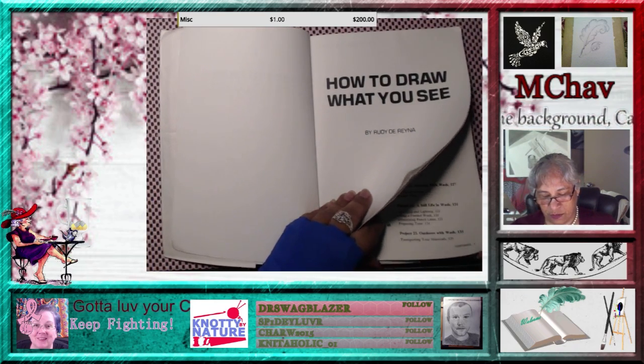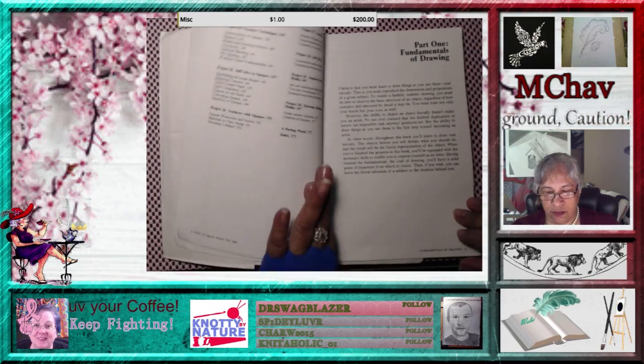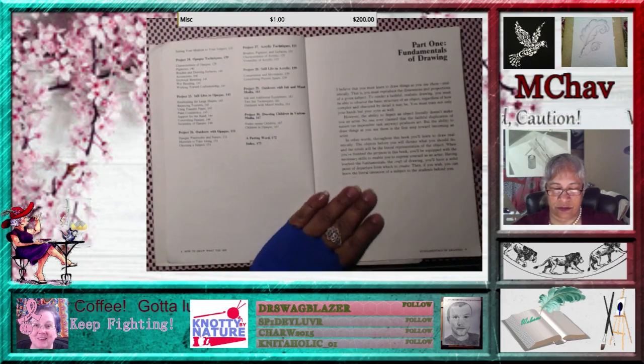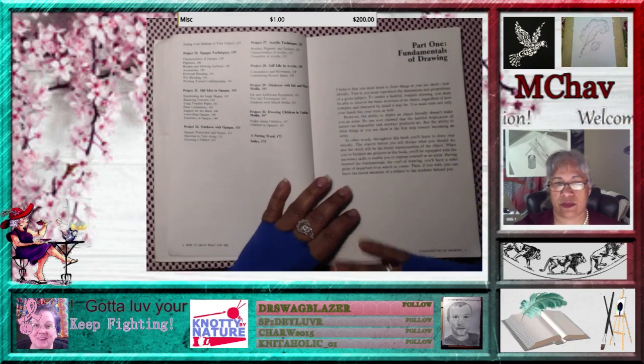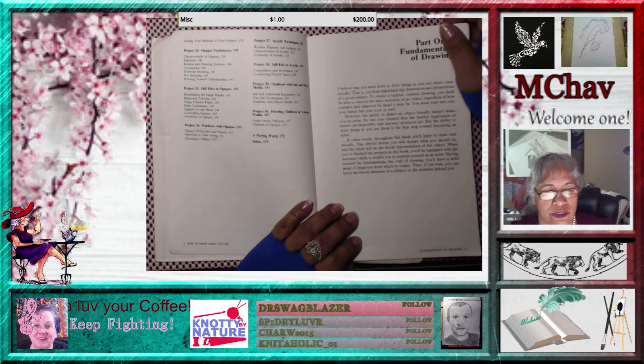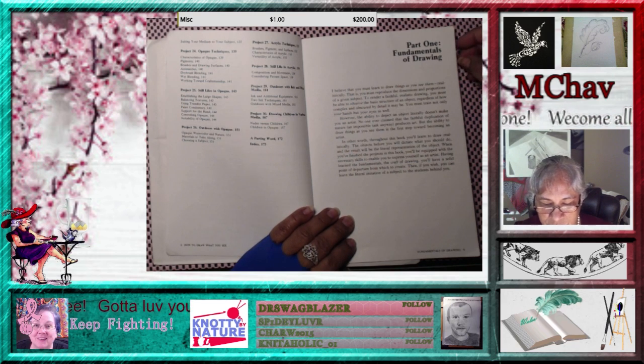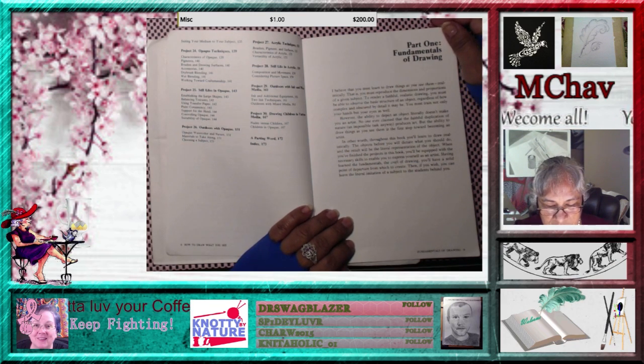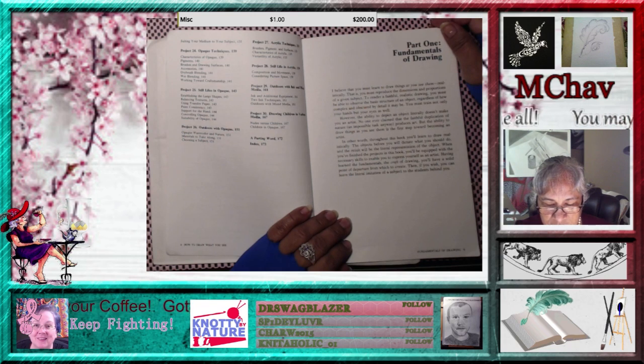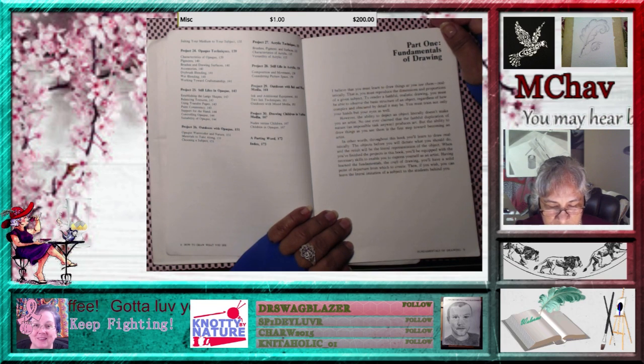Let me get to the page here. So part 1, fundamentals of drawing. I will read from the book first, and then we can work on some projects together if anybody's up to it. I believe that you learn to draw things as you see realistically.